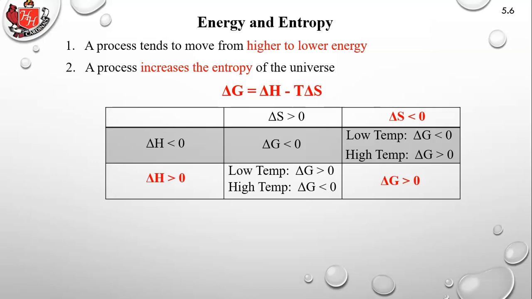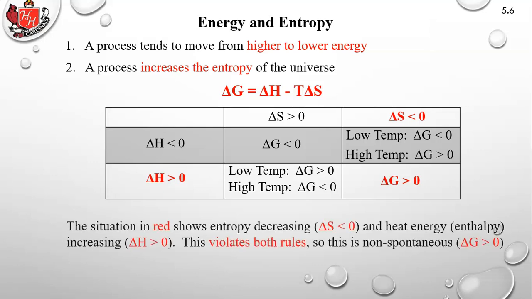Therefore, delta G is greater than 0, and that means the reaction will not spontaneously move forward from left to right. It'll spontaneously move in the opposite direction. So the situation in red shows entropy decreasing, delta S less than 0, and heat energy, enthalpy, increasing, delta H greater than 0. This violates both rules 1 and 2 above, so this is a non-spontaneous process. Delta G is greater than 0.